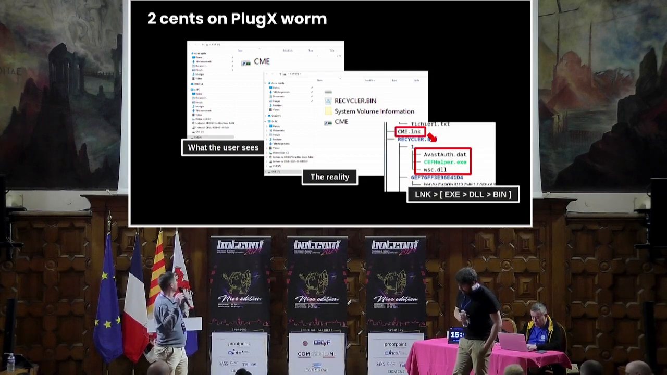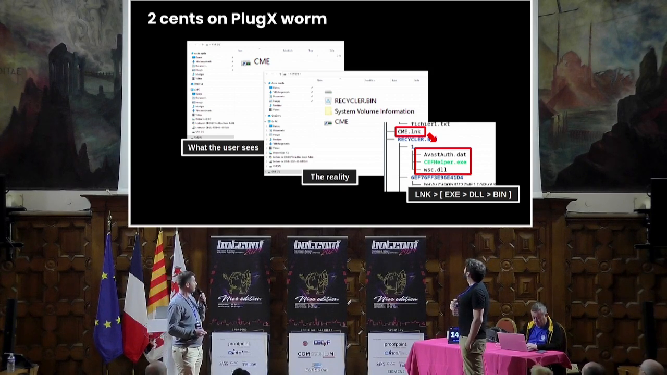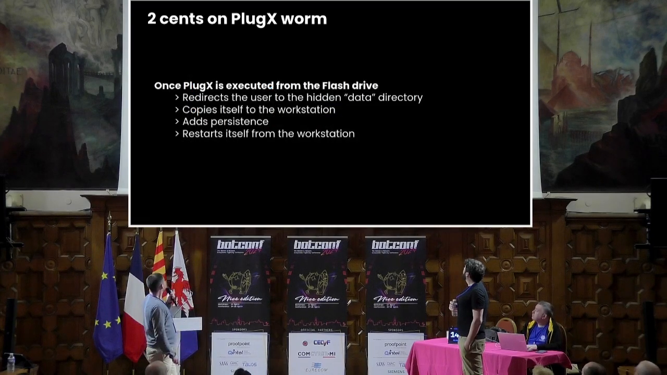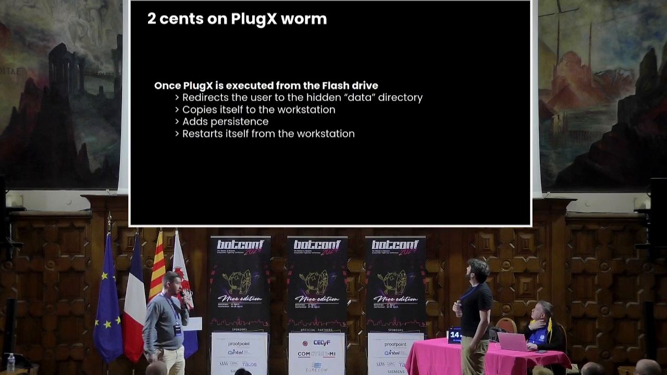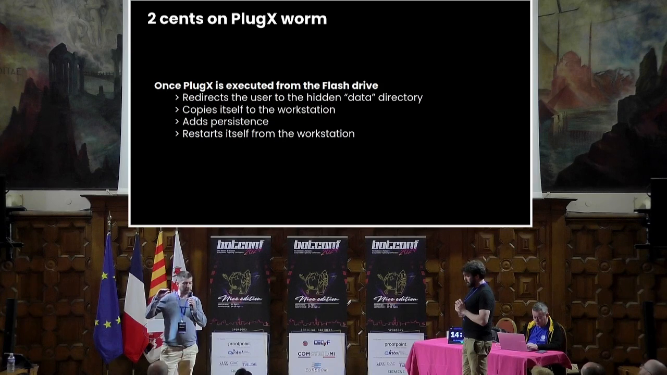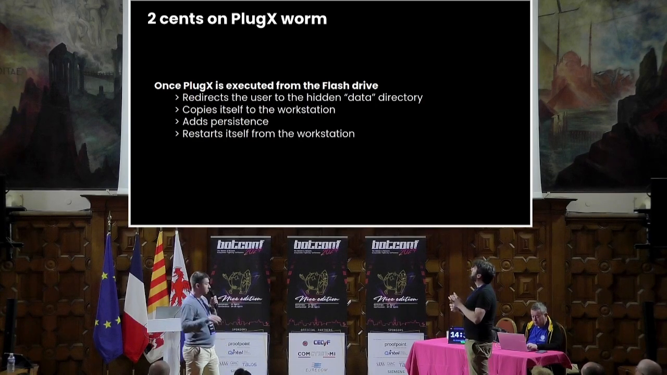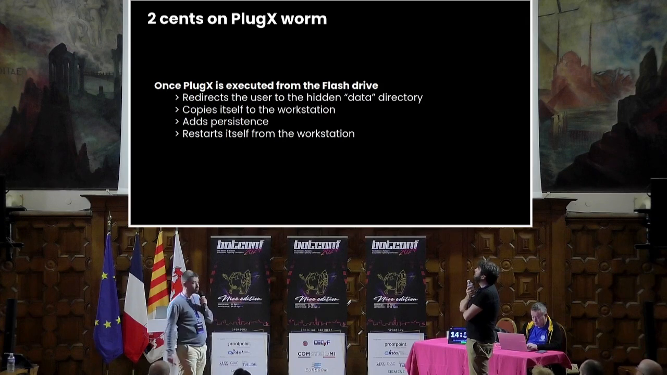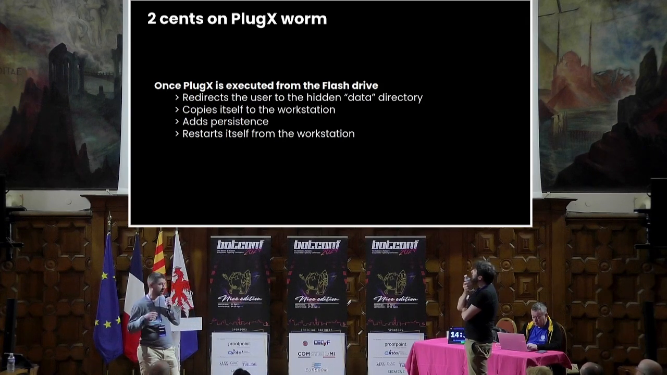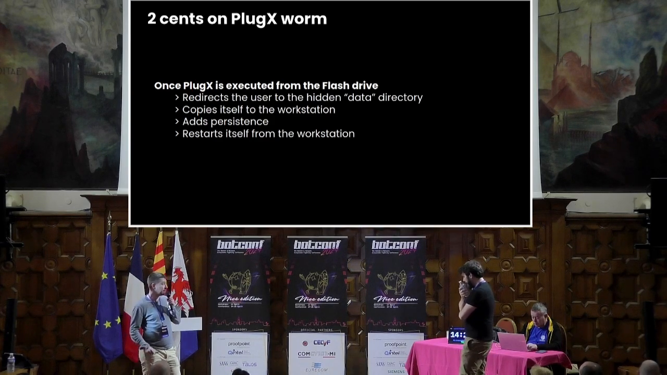So when the user clicks on the shortcut, PlugX will be executed, as you can see here. So we can see the DLL side loading. Once PlugX is executed from the USB key, it redirects the user to the first hidden directory. So the user will see their legitimate files, and afterwards PlugX will copy itself to the workstation. Then it adds persistence: it creates a service, adds a registry key, and then it restarts itself from the workstation.